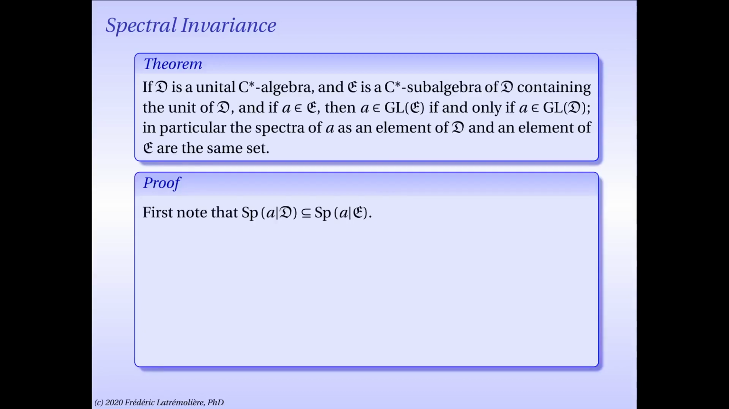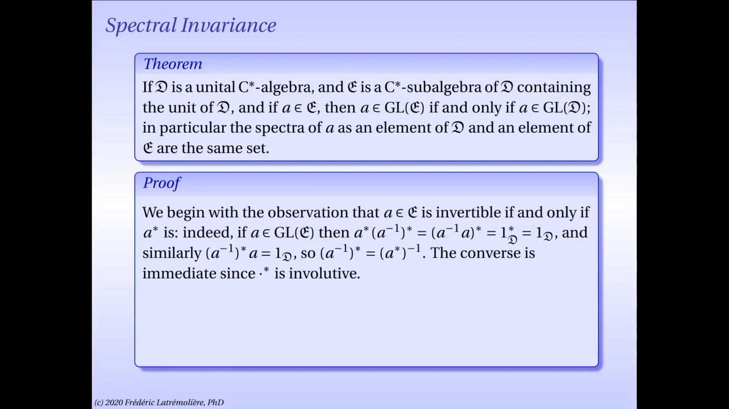Now, this result in general, this theorem, is not true for arbitrary unital Banach algebras. It is, however, true for unital C-star algebras. However, what is always true is that the spectrum of A in the C-star algebra D is a subset of the spectrum of A in the C-star algebra E. And that's simply because if you are invertible in the smaller C-star algebra E, you're of course invertible in the larger C-star algebra D with the same inverse. So the story about C-star algebras starts now, and it's about the converse inclusion.